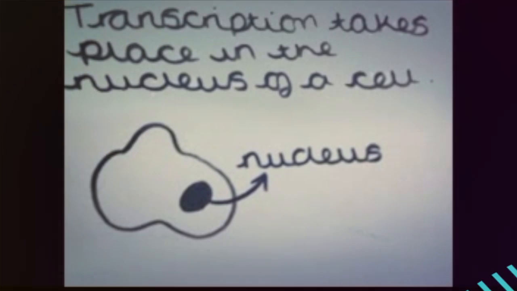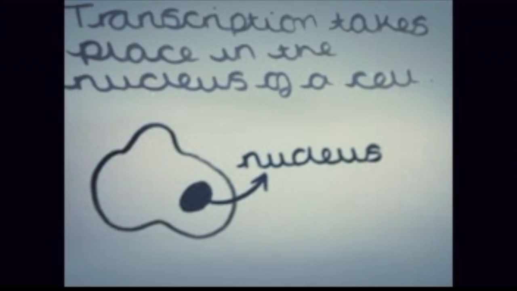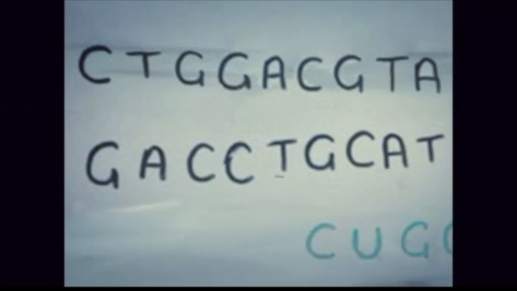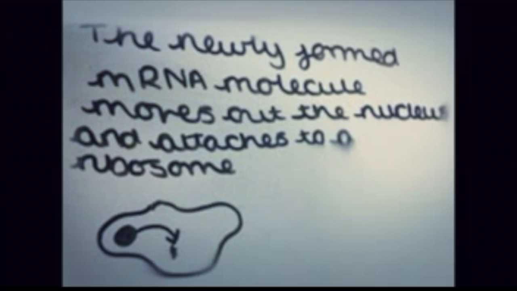Transcription takes place in the nucleus of the cell. The weak hydrogen bonds in the DNA are split and one strand is copied. The copy has replaced thymine with uracil. This copy, or mRNA molecule, leaves the nucleus and attaches to a ribosome.